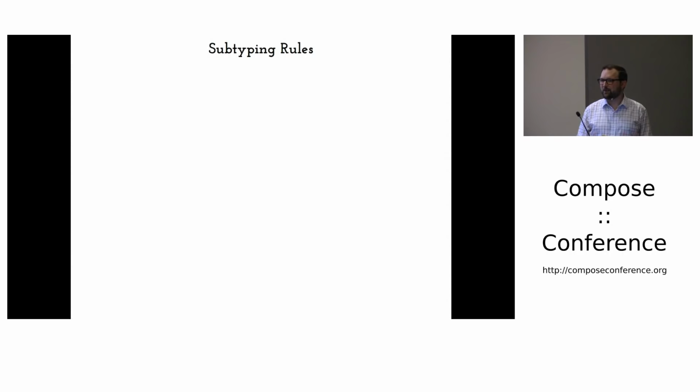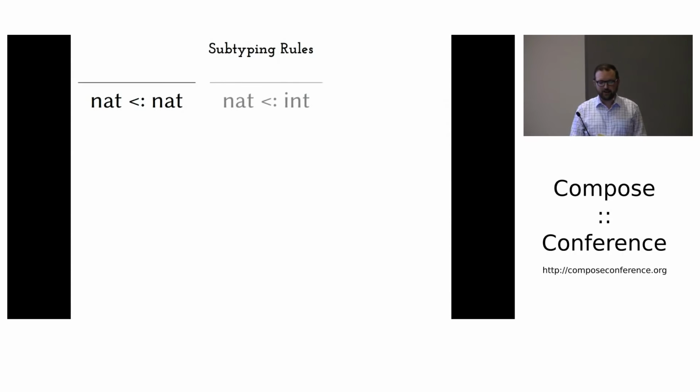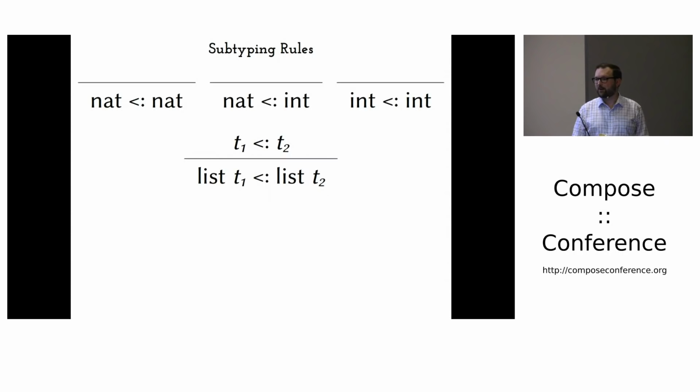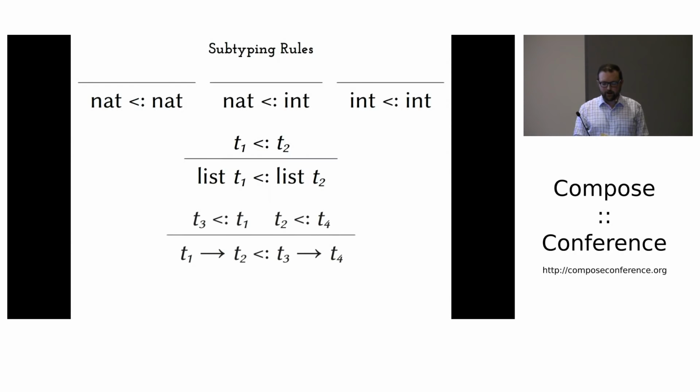To formalize this just a little bit, it is self-evident that nat is a subtype of nat. It is furthermore self-evident that nat is a subtype of int, and also that int is a subtype of int, because wherever you need an int, you can use an int. Lists are what we call covariant. What that means is that, as an example, if you need a list of ints, you can just as well provide a list of nats, and it'll be okay. Functions are a little bit tricky, because if you look at T1 and T3, they're flipped around on top of the line.